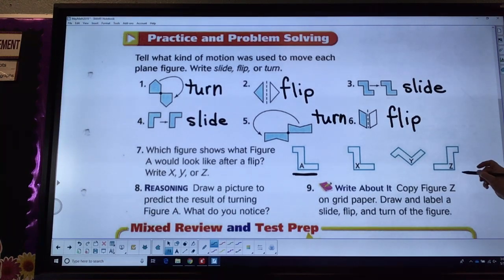If you said Z, you would be correct. That's what it looks like after it's been flipped or had a reflection. Okay?